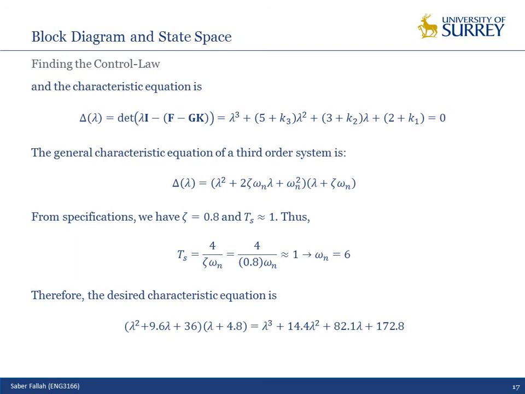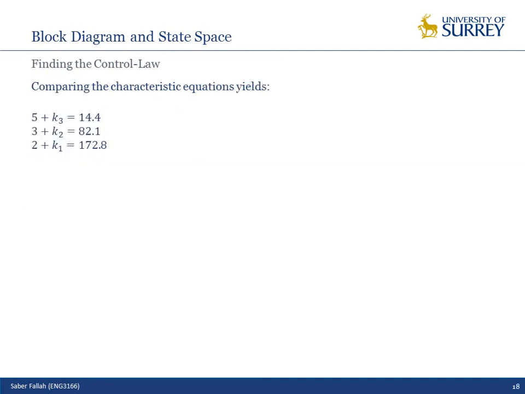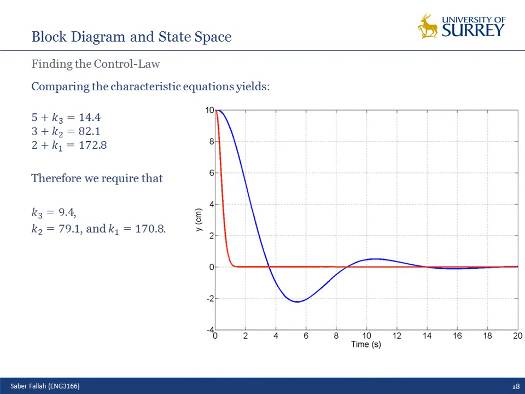If you compare this desired characteristic equation with this one, you need to have the same coefficients. So it means 5 plus K3 should be equal to 14.4. 3 plus K2 should be equal to 82.1. And 2 plus K1 should be equal to 172.8. If you do this calculation, you will get K3 equal to 9.4, K2 equal to 79.1, and K1 equal to 170.8.